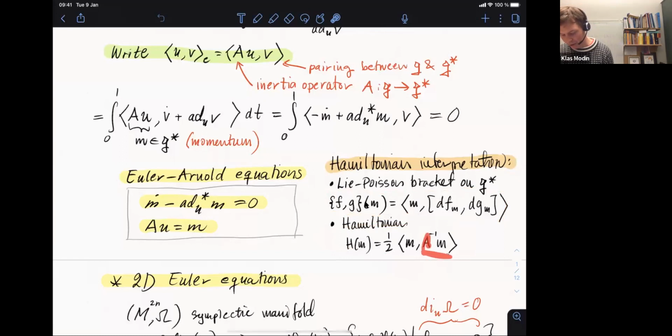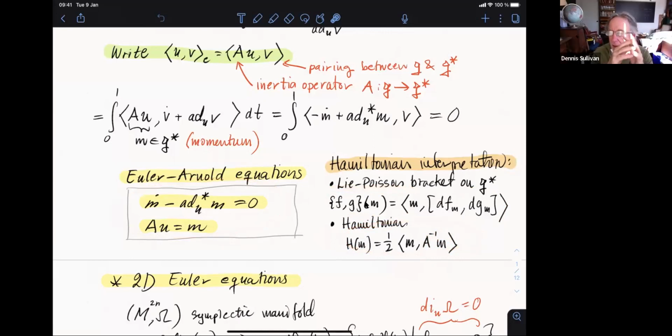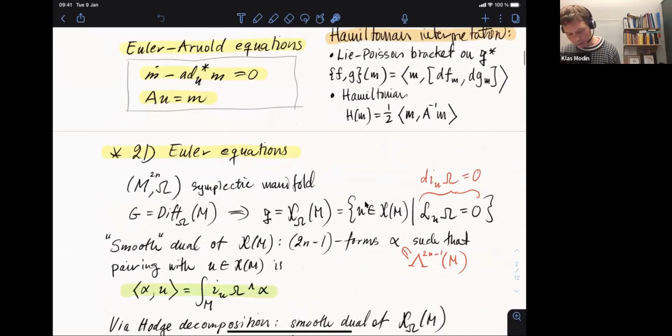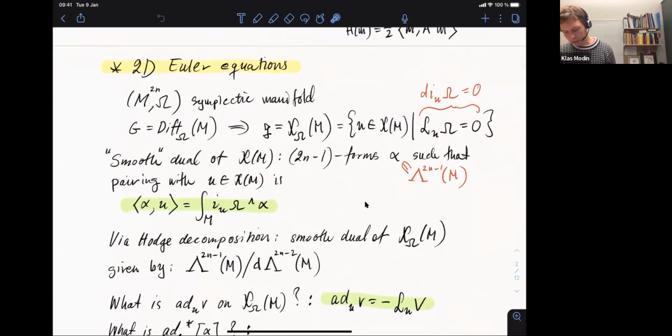Now we need A inverse here because the dynamics now takes place in the M variables, in the dual variable. So this is another way to think of the Euler-Arnold equations, that is just a Lie-Poisson system with respect to a specific quadratic Hamiltonian. Okay. So now, what about the 2D Euler equations? Let me see exactly how this fits into the 2D Euler equations, and then we do the quantized equations after that.